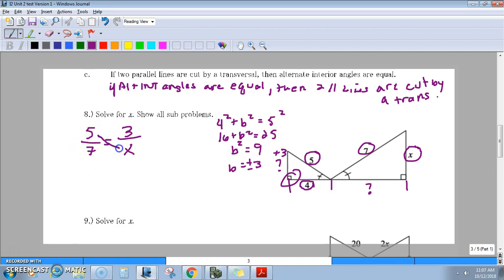So let's cross multiply. 5 times x is 5x is equal to 3 times 7 is 21. So we divide both sides by 5. And we get x is equal to 4 1/5, which is equal to 4.2. If you put it into the calculator, I don't need to say approximately because I didn't have to round it. It should be exactly 4.2.